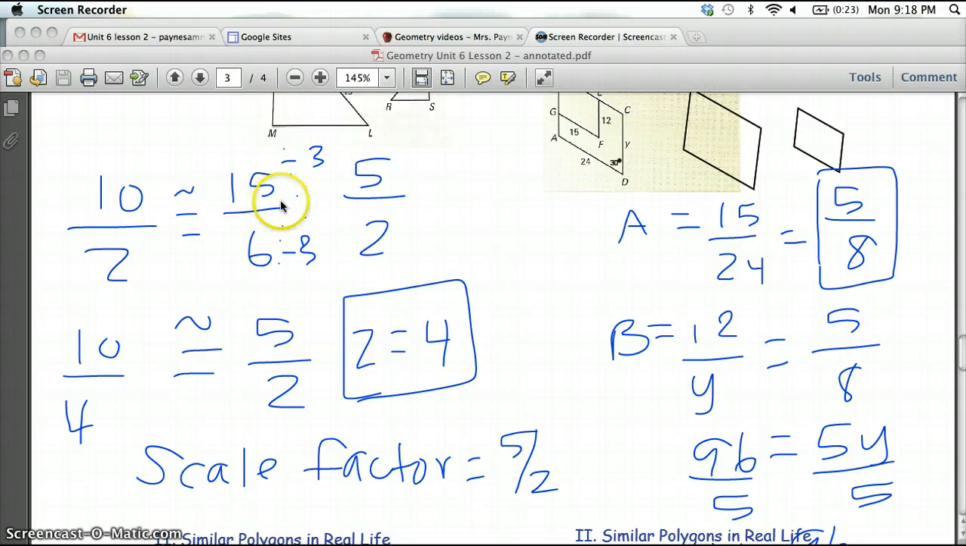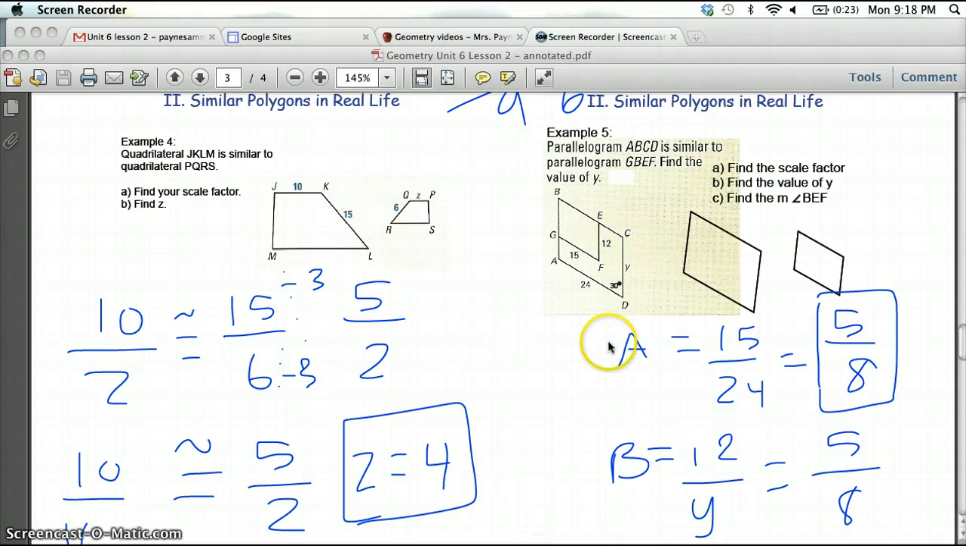So we're going to reduce these down. 3 goes into both 15 and 6, so we divide 15 by 3, which is 5, and 6 divided by 3, which is 2. So our scale factor is actually 5 halves, 5 over 2. Now let's look at example 5.